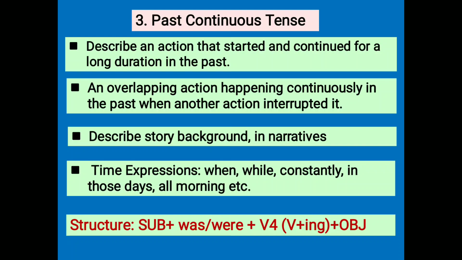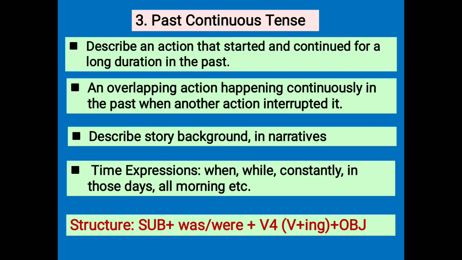past continuous tense. Secondly, in order to show an overlapping action happening continuously in the past when another action interrupted it. Okay, that means a particular action was going on, when suddenly another action happened and stopped this first action, or maybe interfered in the midst of the happening. Thirdly, past continuous tense is used to describe story background, especially in narratives, different kinds of novels or stories or fiction. We use it to describe the background setting, a thing happening while something else is happening. So in such conditions we use the past continuous tense form of the verb.